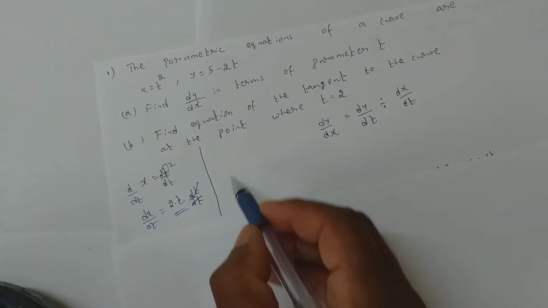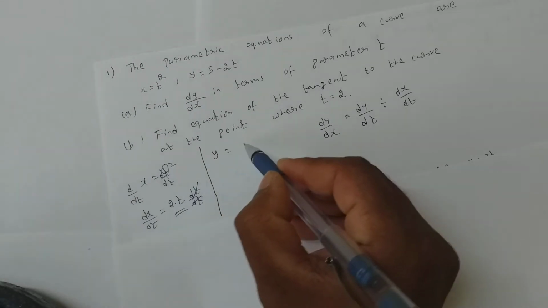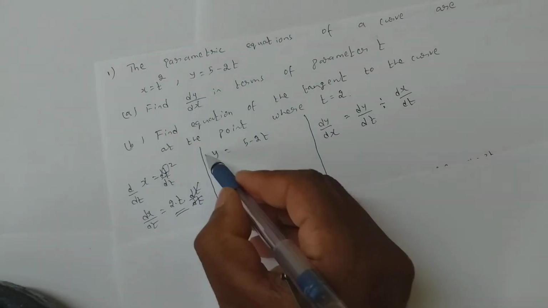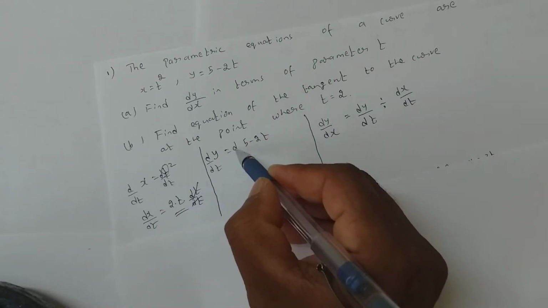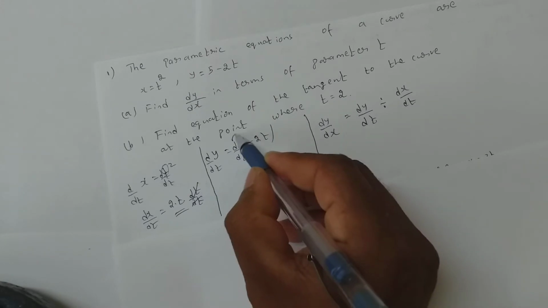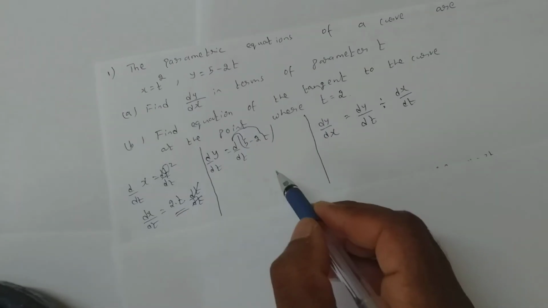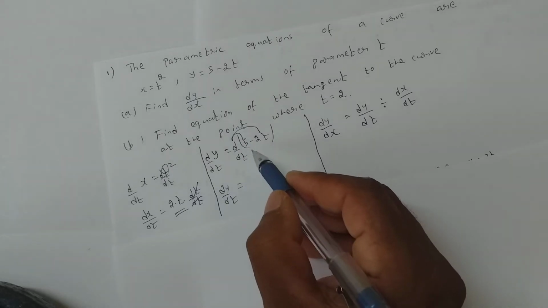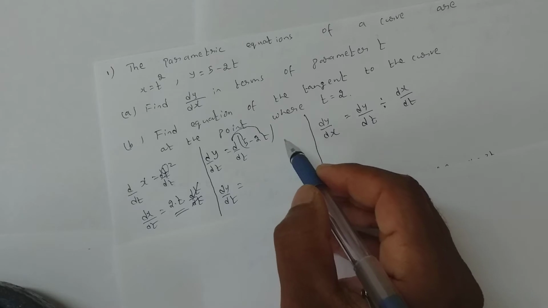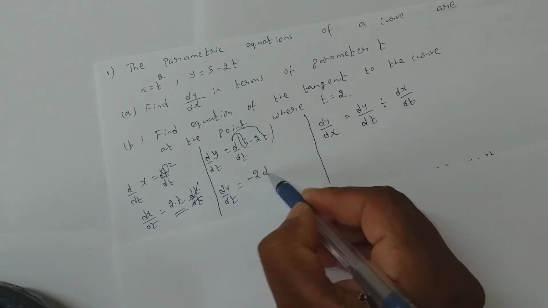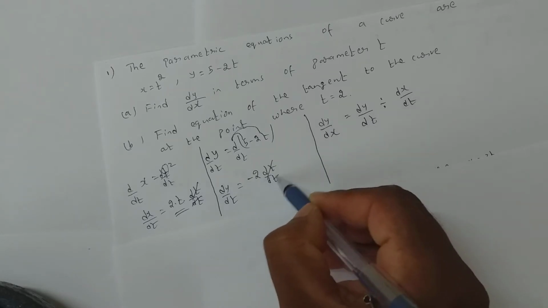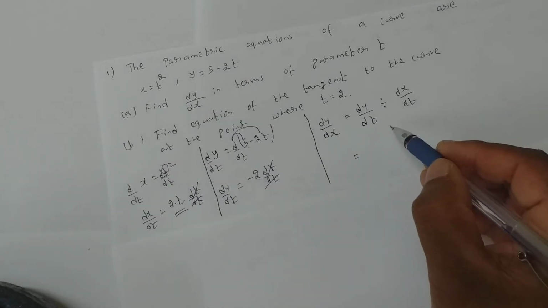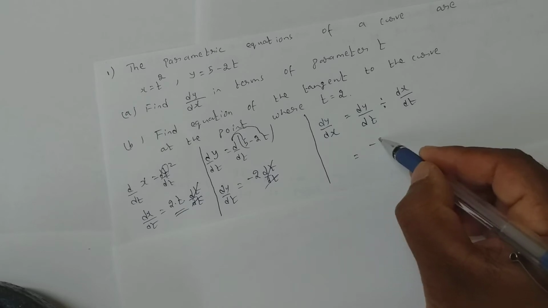In the same way, y equal to 5 minus 2t. I want dy by dt, so on both sides d by dt. This gets applied to this and also to this. So dy by dt equal to, when it is applied on 5, it is 0. When it is applied on minus 2t, minus 2 will be out, d by dt of t gets cancelled, it's minus 2. Place it here. Dy by dt is minus 2.